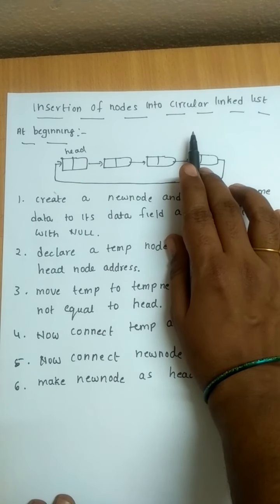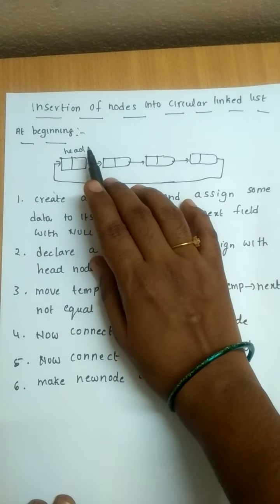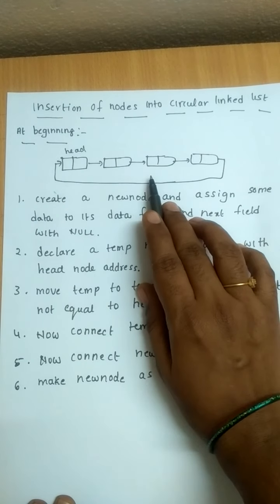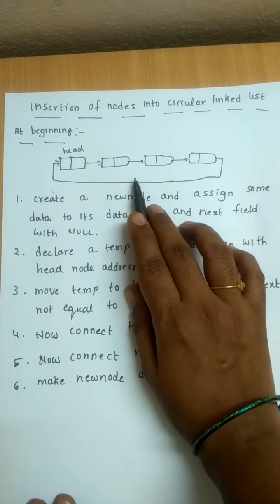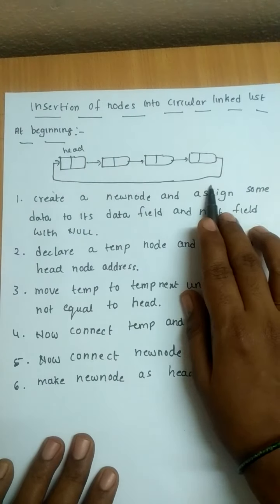In this video, we'll see two possibilities of insertion of nodes. One is at the beginning and another one is at a required position. First we'll see how to insert at the beginning. This is a circular linked list.